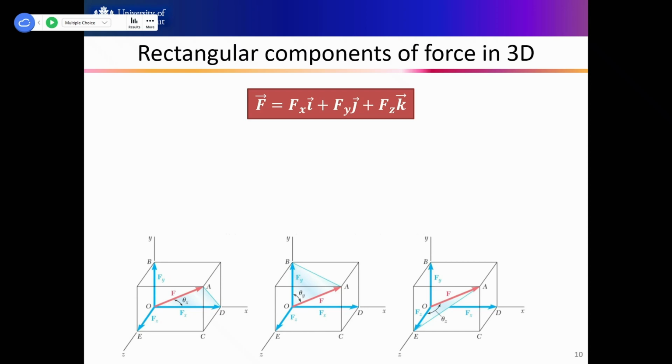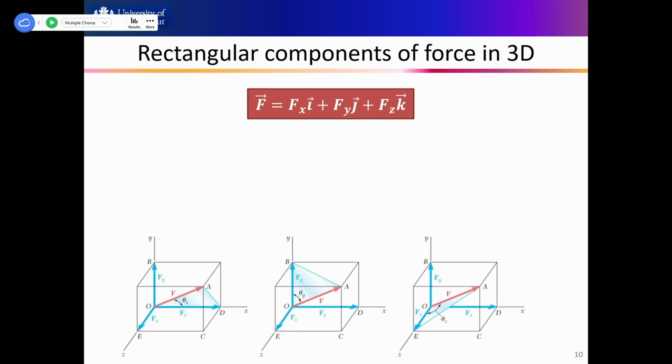Rectangular component of force in 3D. So we are adding the z-axis to the force, using this 3D space. The force is here, this is the origin, and A is the target point. Fx, fy, fz are the x, y, z component magnitudes.